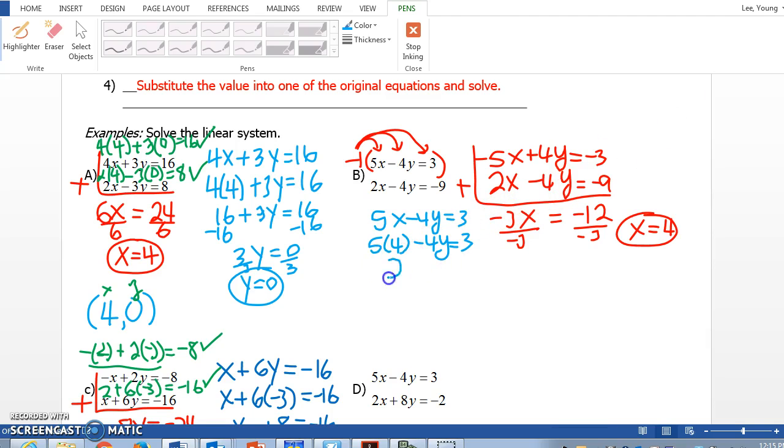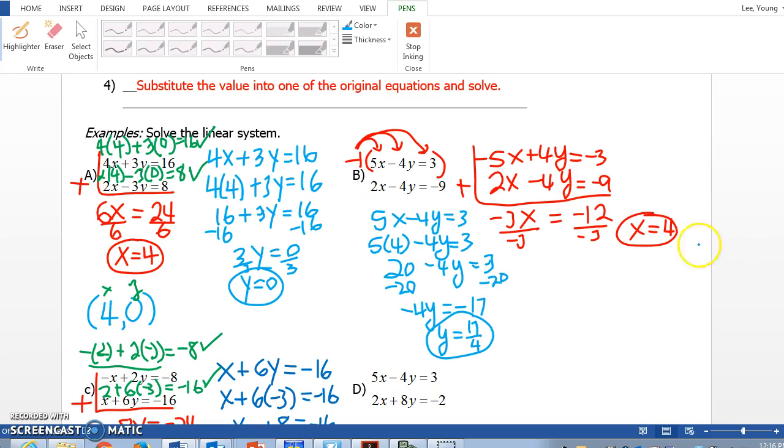So 20 minus 4y equals 3. Oh, this time we're going to end up with an ugly fraction answer. It's okay. So we're going to subtract 20 from both sides. So negative 4y equals negative 17. y is equal to 17 over 4.